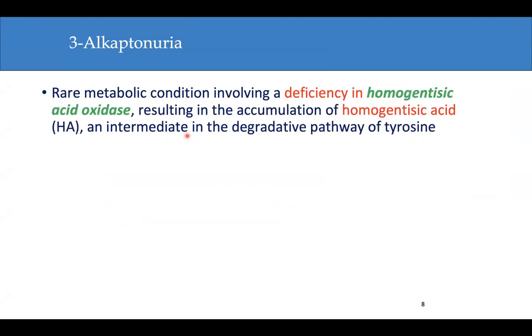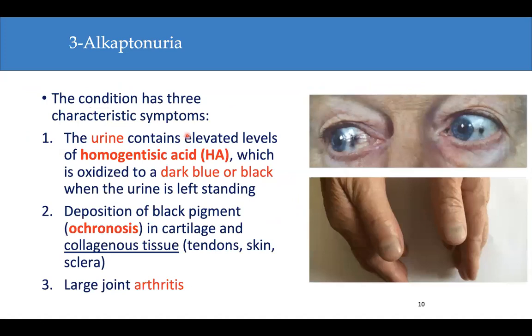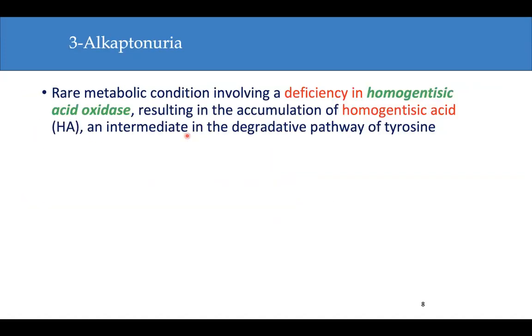Next, coming to Alcaptonuria. So Dr. Henna, I think, wanted you guys to understand the process of how this disease comes around, but I wanted you to understand what is actually happening before I show you the diagram. This is a rare metabolic condition involving a deficiency in yet another enzyme called homogentisate oxidase. And this causes accumulation of homogentisic acid, otherwise known as HA. This is a product that is produced in the degradation of tyrosine.